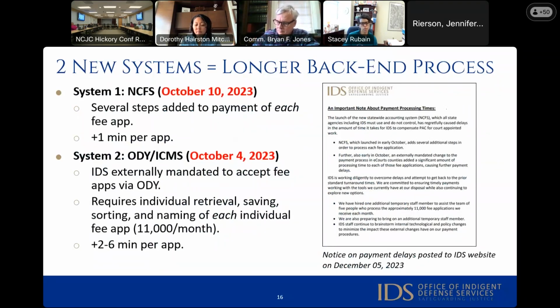About a week before NCFS went live, IDS was externally mandated to receive fee apps from the task queue in OASIS or eCourts in the counties that are using that system. This requires individual retrieval, saving, sorting, and naming of each individual fee app and adds on average 2 to 6 minutes per fee app. Recognizing the hardship, AOC has generously provided us with a temporary position paid for by AOC through July 2024. So presently in all counties, we require twice as long to pay a fee app, and in the eCourts counties, we double or triple that.